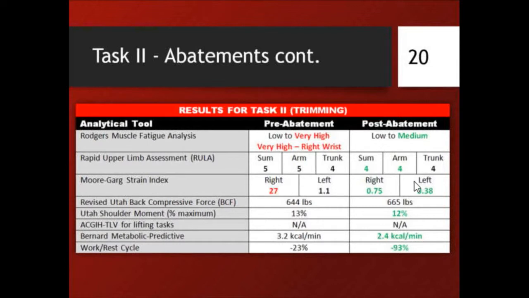Looking at our task hazard abatement worksheet, the Rogers, Rula, Morgark strain index, or just Rogers and Morgark strain index, identified the task as particularly hazardous. After the implementation of our abatements, every single aspect of this task is no longer considered high risk.